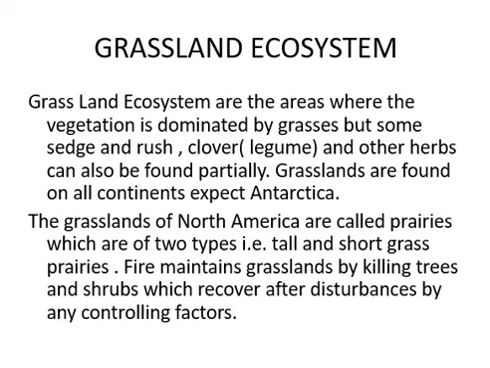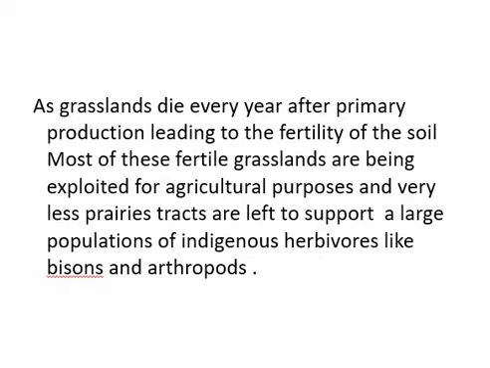In these prairies, fire maintains grassland by killing trees and shrubs by burning, which recover after disturbances and controlling factors. As grasses die every year after primary production, this leads to the fertility of the soil. So we see that most of these fertile grasslands are being exploited for agricultural purposes, and very few prairie tracts are left to support a large population of indigenous herbivores like bisons and arthropods of the areas.